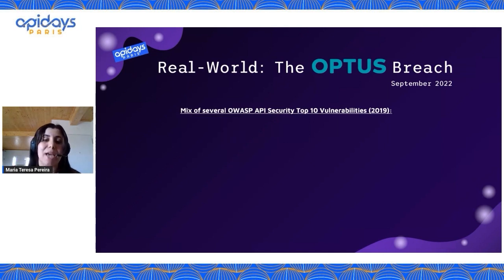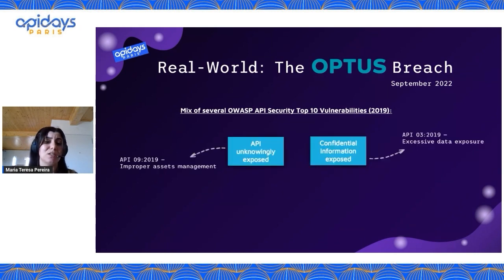Besides the API used for testing that was unknowingly exposed to the internet using real customer data, which you can map to improper assets management and excessive data exposure, we can add further analysis and map the other attack events to the several OWASP API Security Top 10 vulnerabilities. And here I use the 2019 version because the attack occurred in 2022 and the newer version of OWASP API Security Top 10 was only released this year, 2023.